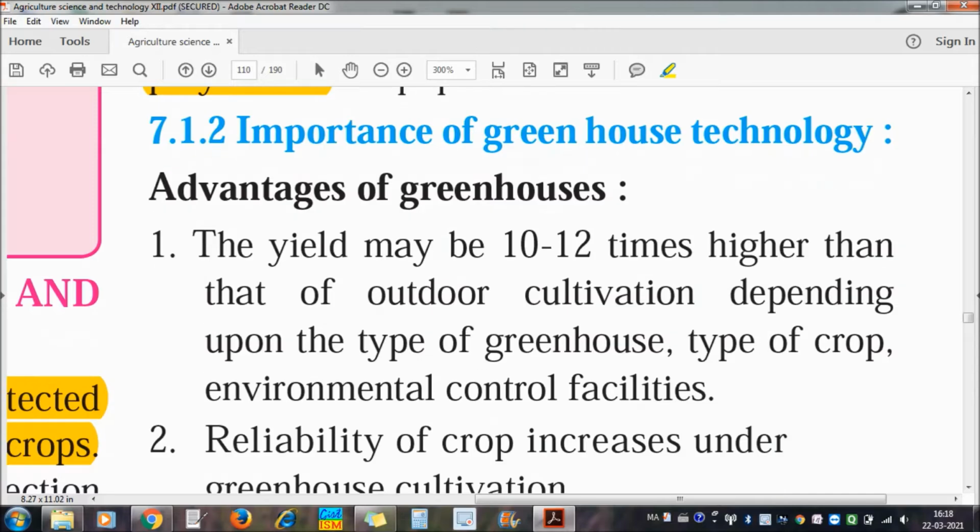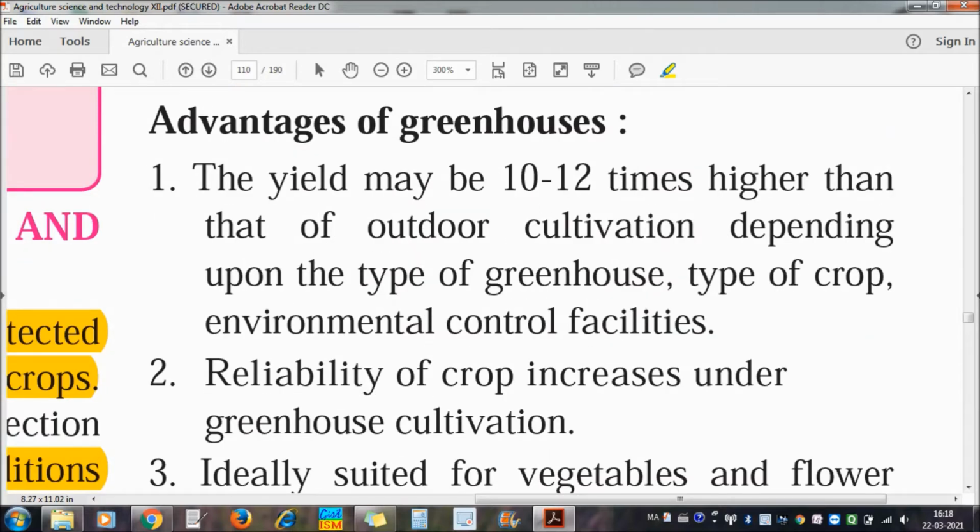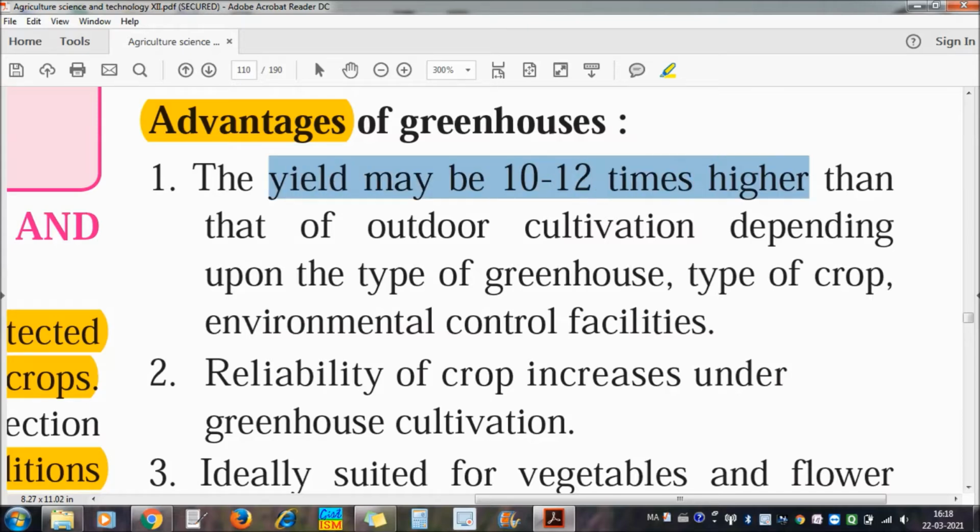Now, let us go to importance of greenhouse technology. In this importance, what are the advantages of greenhouse? Here, the most important or prime advantage is that yield increases by 10 to 12 times higher than the outdoor cultivation. So this yield increase is the most important. Now this depends upon the environmental condition, and upon the kind of greenhouse we are going to make.